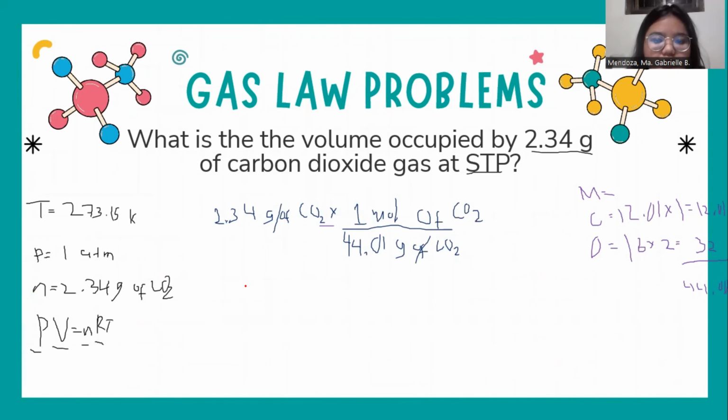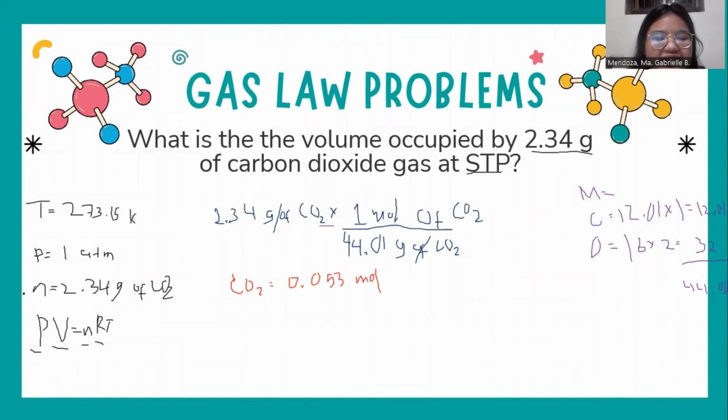is equal to 0.053 moles. So, since we have converted, we can now solve using the ideal gas law formula. Since we converted grams into moles, we need to derive the formula again. So, it's all derivation, right?